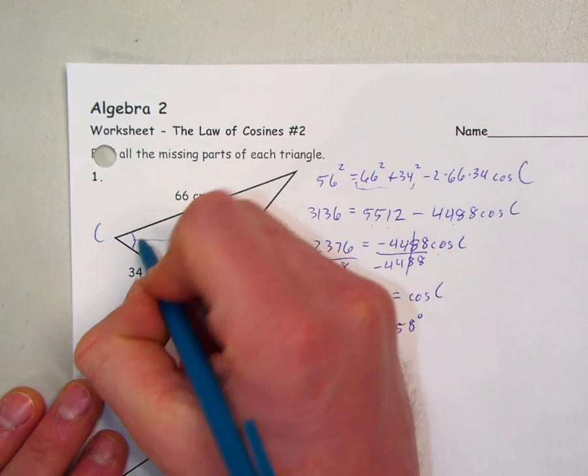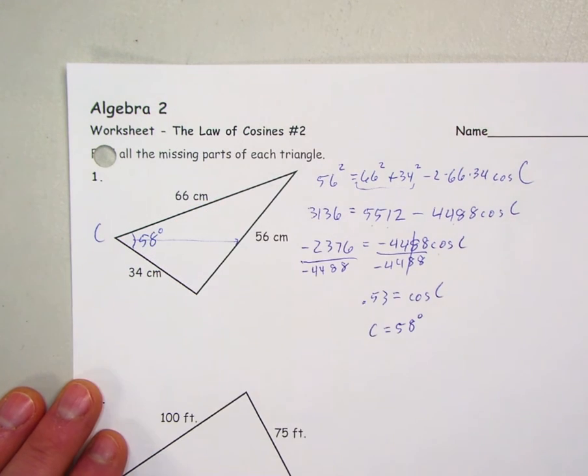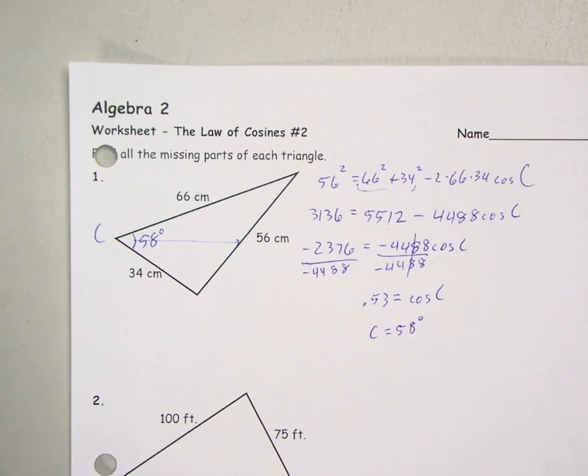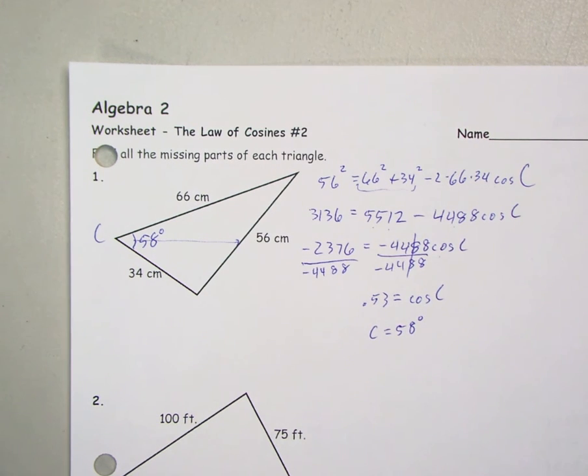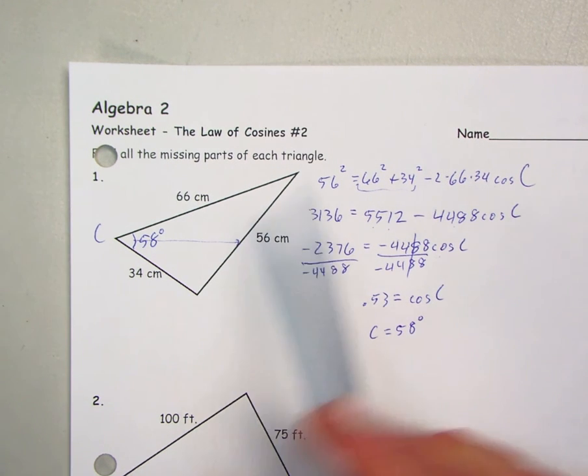All right, so I know that this is 58 degrees right here. We have to find the measure of another angle. Now just pick the one that you like best in terms of the law of cosines or the law of sines. So if you like the law of cosines, do it again. You could find another angle.